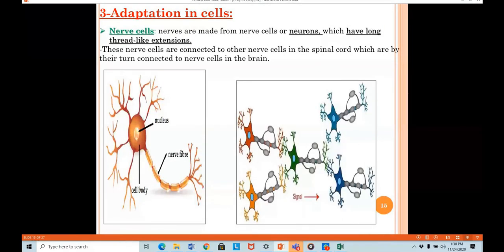Okay, ladies, from the textbook we also have the same information. Nerves are made from nerve cells and neurons which have long thread-like extensions, and these nerve cells are connected to other nerve cells in the spinal cord, and the nerve cells in the spinal cord are then connected to the nerve cells in the brain. Clear?